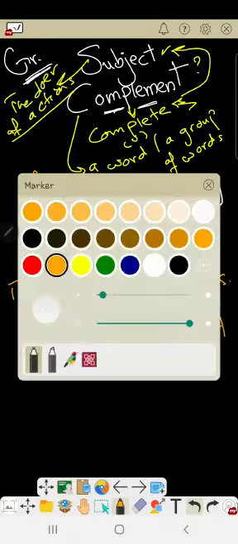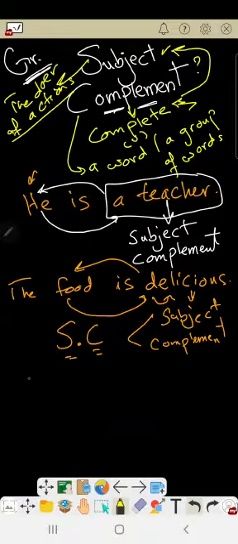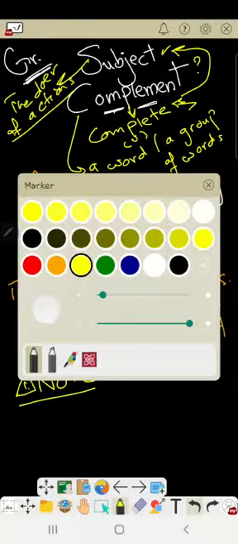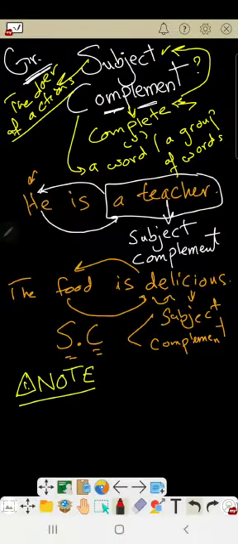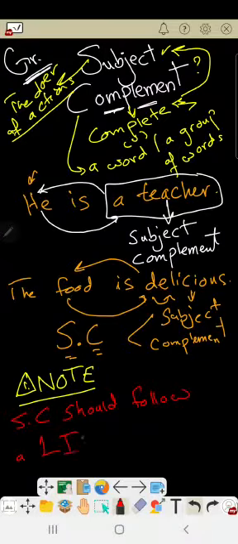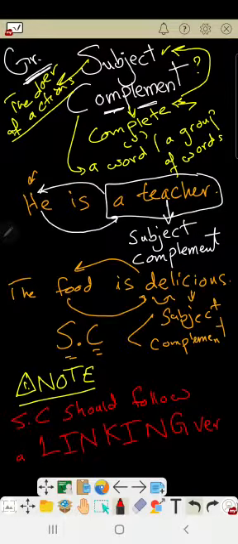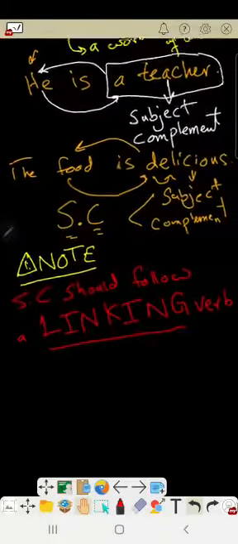Before we move on, we need to state a very important note. Take care of this. What is this note? That subject complements should follow a linking verb. What? Linking verb. It should be a linking verb, not an action verb. And we talked about this before, but here we should focus on what? It should be a linking verb.